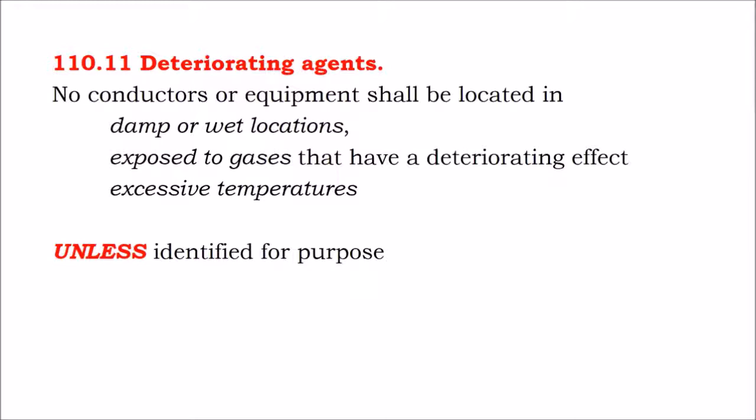No conductors or equipment shall be located in damp or wet conditions, exposed to gases that have a deteriorating effect, or excessive temperatures unless identified for that purpose. So, solar arrays and generators are usually outdoors, and that means they're exposed to the elements.